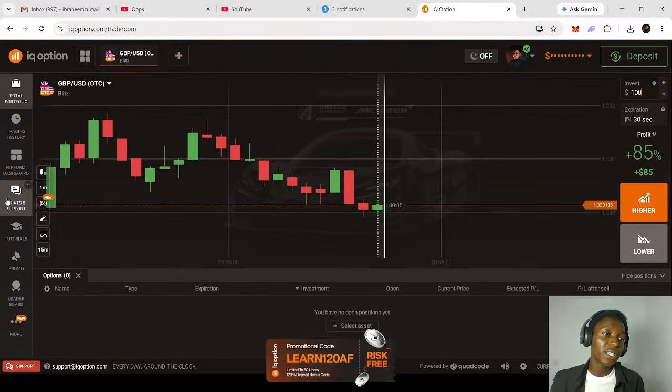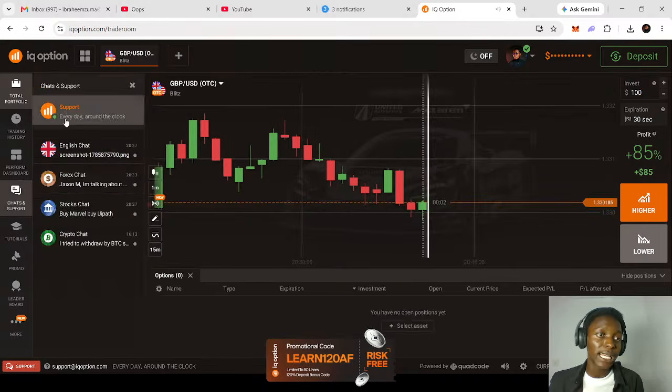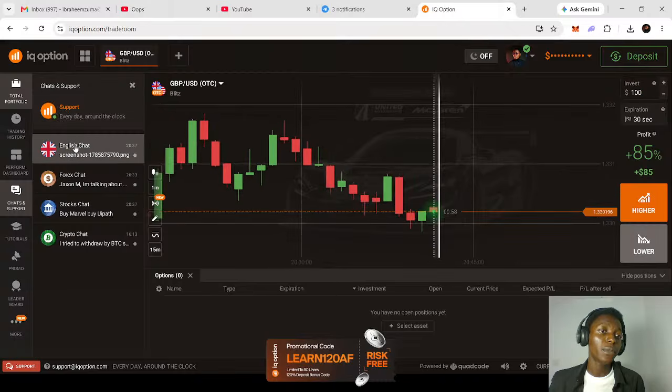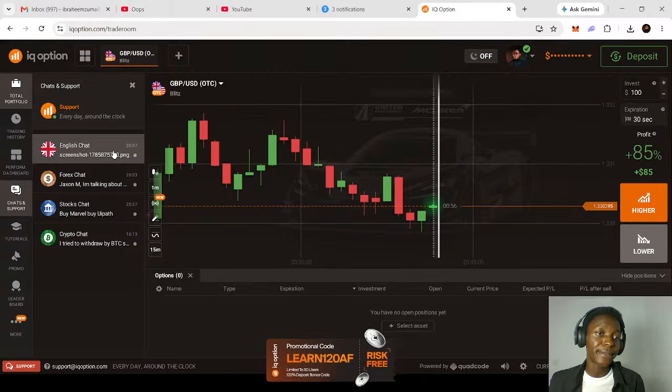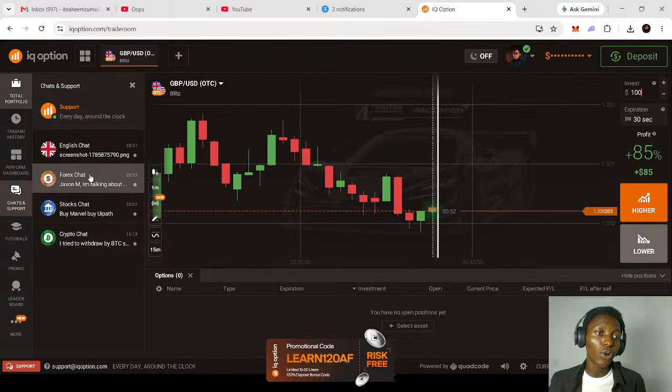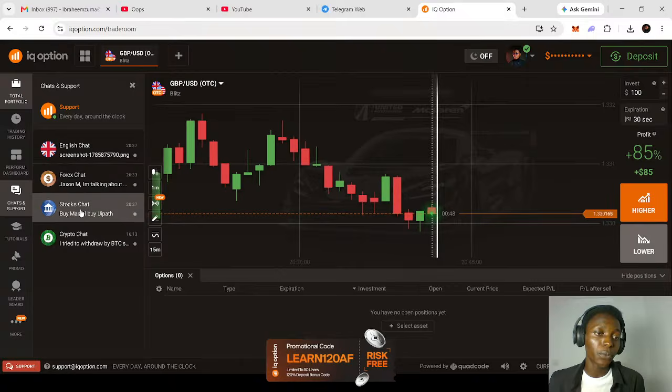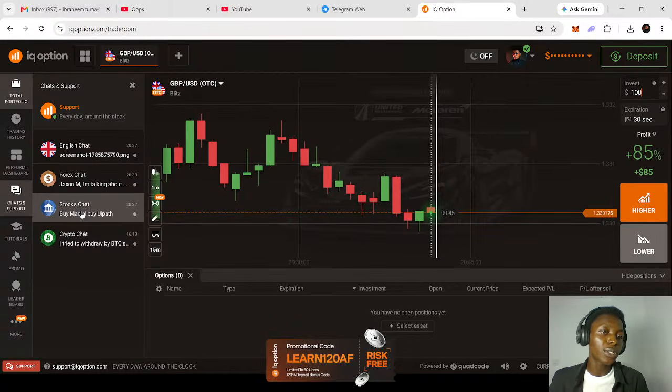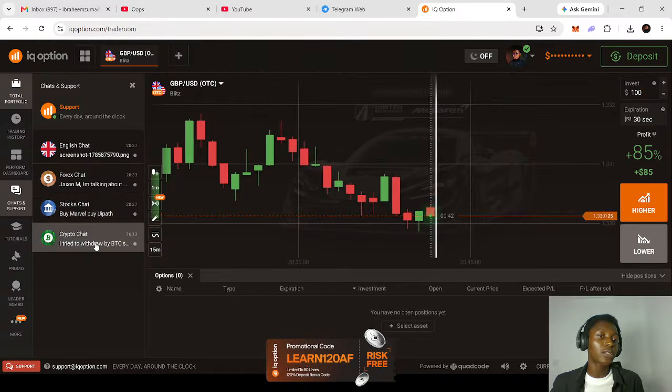And here you can have the chat and the support. You can chat with many people. There's a support here. You can contact the support team, and you can have this English chat where you can chat with many traders. And there's a forex chat where you can chat with many forex people. And then there is a stocks chat. You can chat with stock bros, and there's a crypto chat. You can chat with crypto bros, of course.